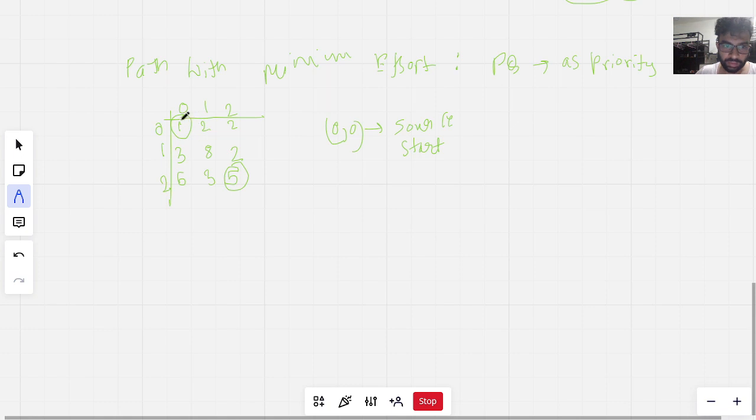So from here to here you have to reach. I've already shown you this particular path 1, 3, 5, 3, 5. This is the shortest path with a minimum effort. The source is this, and I can write the destination, which is 2, 2, over here as the destination.